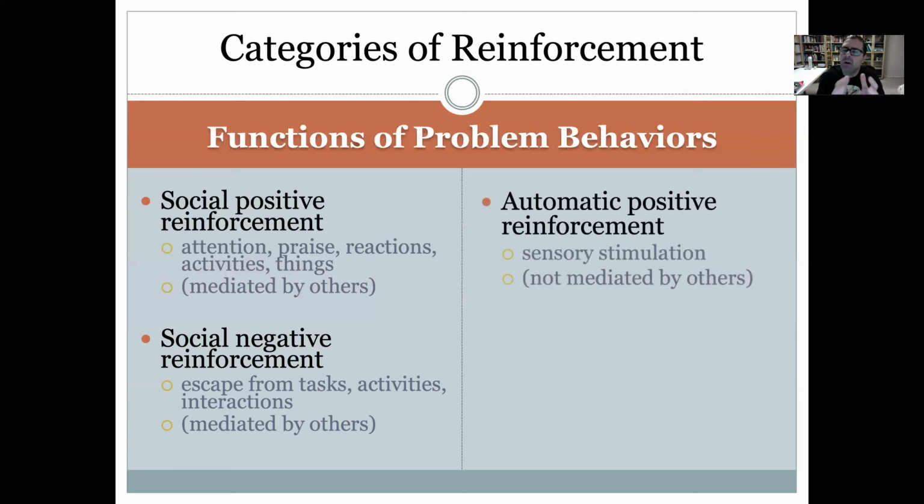Then we have two other positive and negative reinforcement categories that are not mediated by other people. So in this case, no one is involved. Problem behavior may occur because it produces some form of automatic reinforcement. So it's not mediated by anyone else. Oftentimes, automatic positive reinforcement is a behavior that produces some sort of sensory stimulation. Now, before I talk about this, it's important that we realize that all behaviors produce some form of sensory stimulation, even behaviors that are mediated by others.